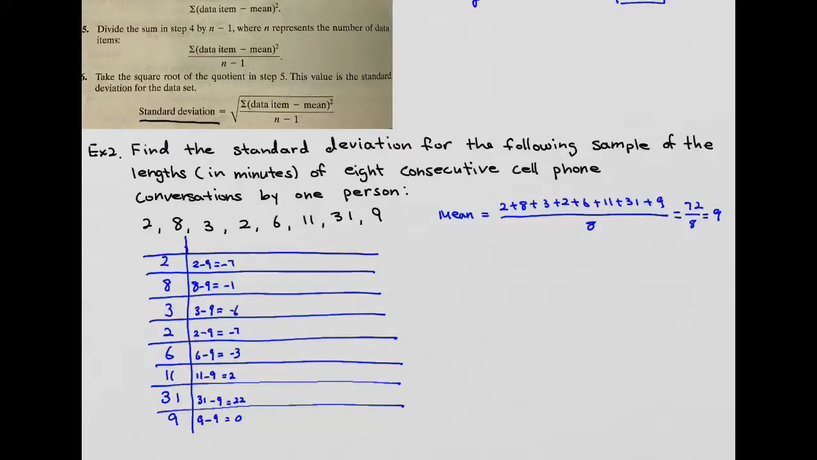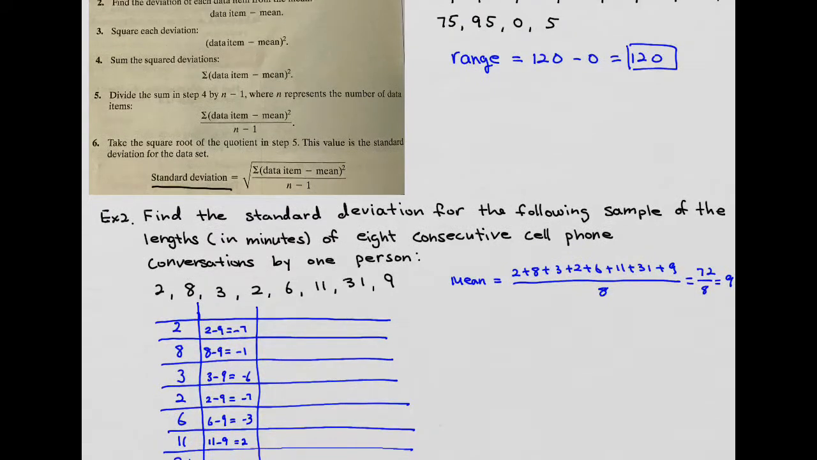Because 9 is the mean, if we add all these negative and positive numbers, the total of these values is going to be 0. So we cannot add these values directly because it's going to give you 0. That's the whole reason we need numbers that we can work with instead of 0. So we're going to square them, and that's step 3.